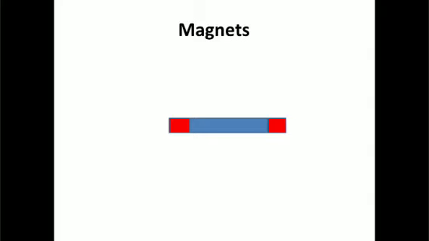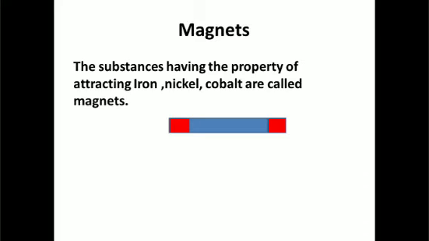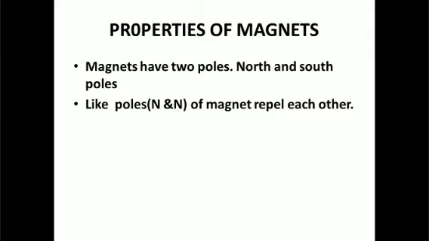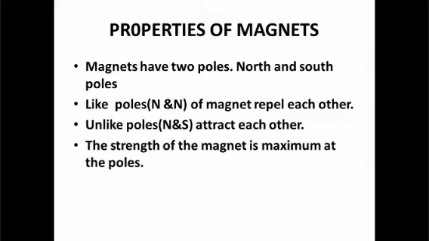Magnets. The substances having the property of attracting iron, nickel, cobalt are called magnets. They are of different types. Usually we use bar magnets and horseshoe magnets. Properties of magnets: magnets have two poles, north and south. Like poles repel and unlike poles attract, and the strength of the magnet is maximum at the poles.